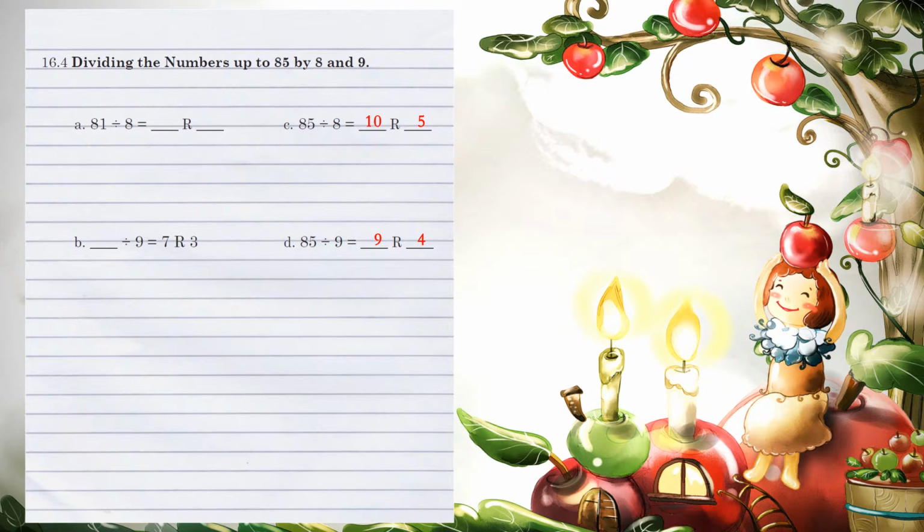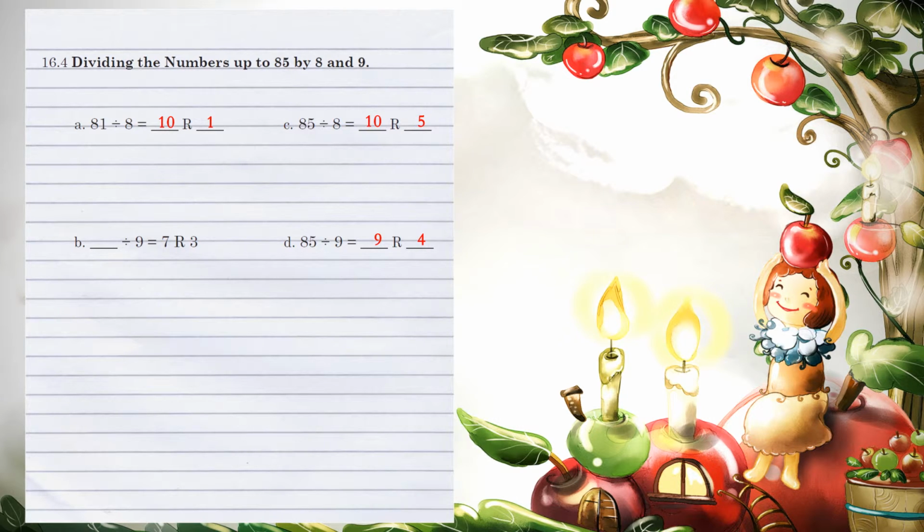Unit 16.4. Dividing the numbers up to 85 by 8 and 9. Let's look at example A. 81 divided by 8. What number times 8 is closest to 81 without going over? That would be 10. 10 times 8 is 80. When we subtract 80 away, we're going to have a remainder, or what's left over, is 1.